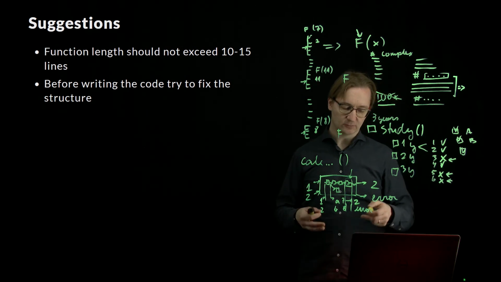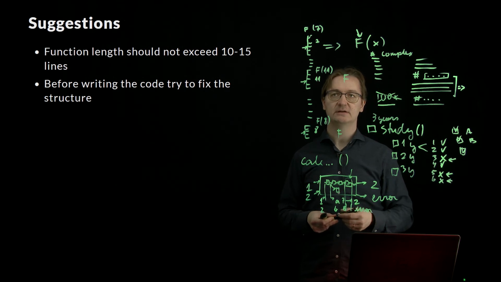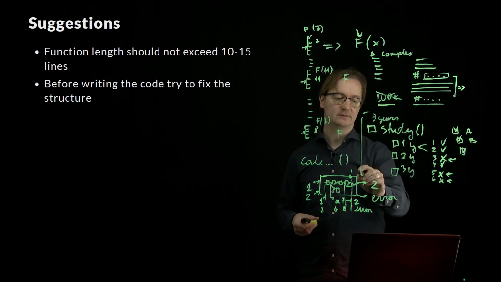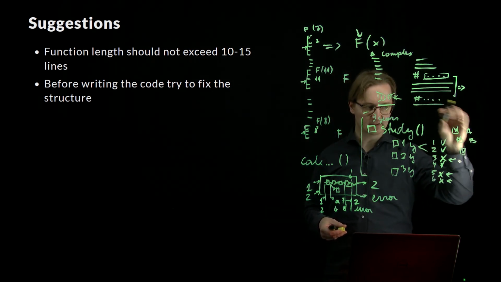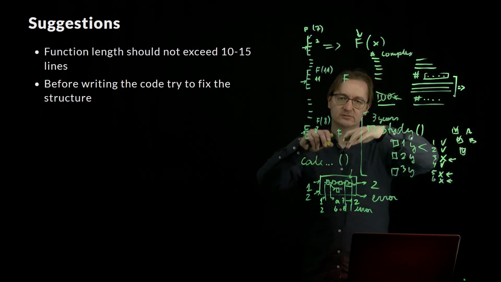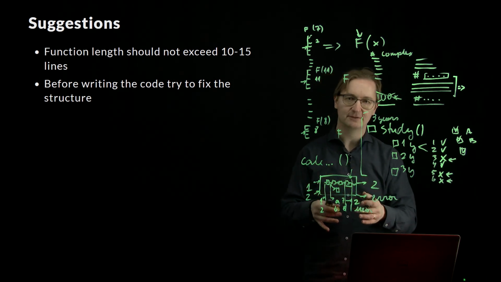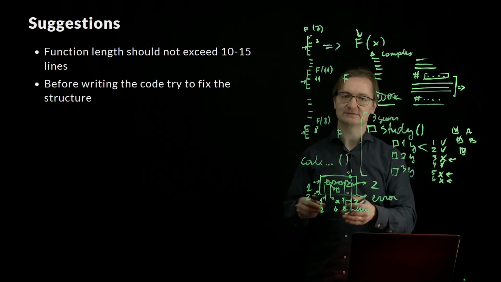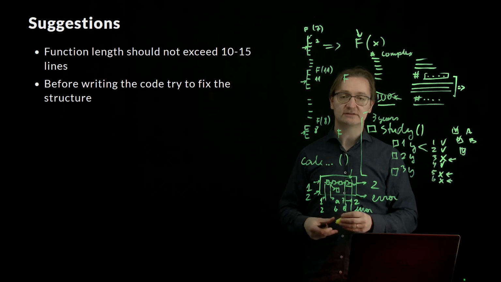Before writing the code, try to fix the structure. By structure I mean something like what I've done here. So before you actually implement the code, how to declare a course, how to find the materials and so on, you try to see the bigger picture. You divide the bigger picture into smaller pictures or smaller tasks, and maybe even sub-tasks and so on. And this is often what is done.